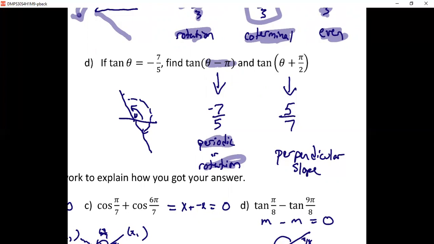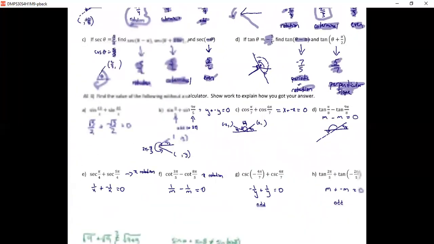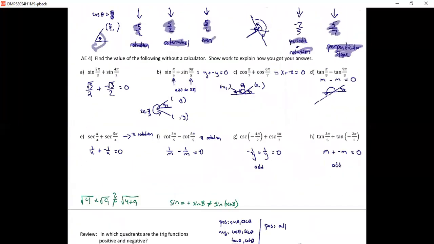By adding pi over 2, and this is very, very specific to tangent that I like to point out, by adding pi over 2 to that angle, which would actually be over here, we are adding a 90-degree angle. So what that does is it creates a perpendicular slope. Perpendicular to -7/5 is 5/7. And then we get a series of properties.